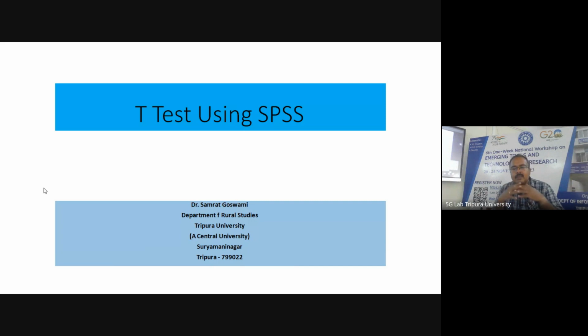Now, I know that you already had a class of Professor Shubir Sen, who was talking about descriptive statistics. Basically, we have two parts of statistics. One is descriptive statistics, the other one is inferential statistics. There is a big difference between these two. Descriptive statistics is applicable when you have data. Once you have collected data, in the qualitative or quantitative format, you can represent it using descriptive statistics, maybe in a textual format, a tabular format, or a graphical format.